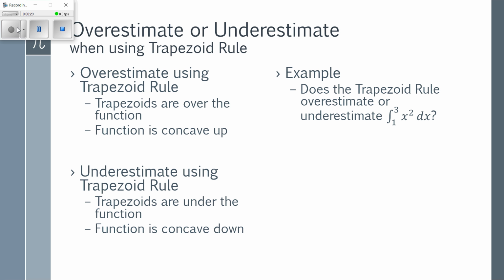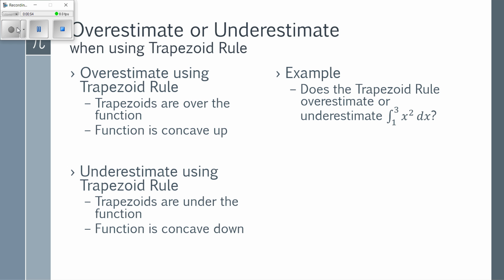I will also say with trapezoid rule, it's a little bit easier to decide is our estimate over or under. With RAM, it depended on whether our function was increasing or decreasing and whether we were using LRAM or RRAM, and MRAM wasn't really easy for us to tell either way. But with trapezoid rule, we actually just need to look at concavity.